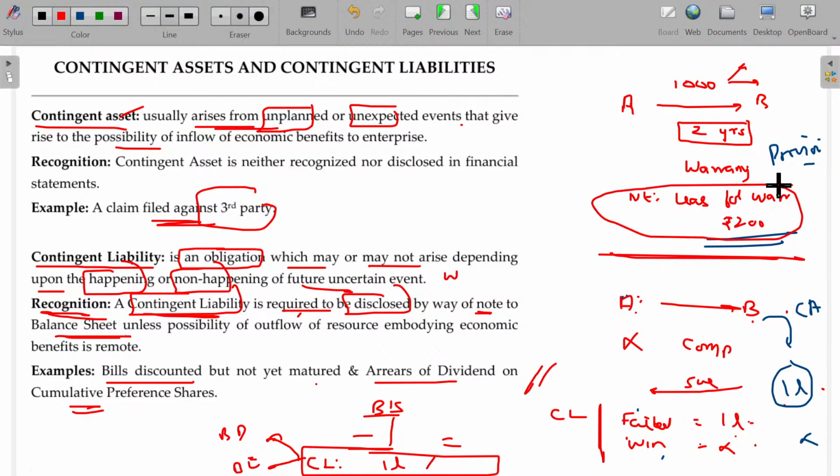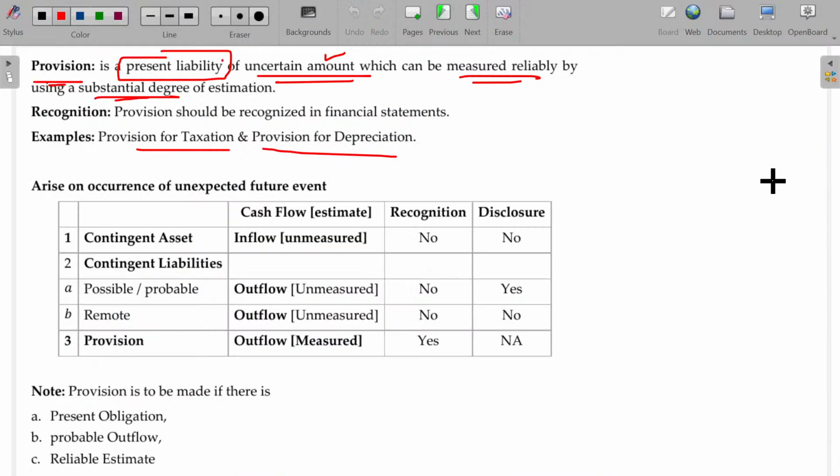If you are not able to estimate and you are not able to guess whether you will definitely win or lose, then that will come under contingent liability. If you are able to guess that definitely there will be an outflow and you can roughly estimate the value, then it comes under provision. Is that clear? So, uncertain amount and measurable reliability. In the earlier case, it's not measurable.